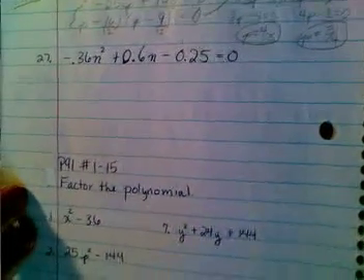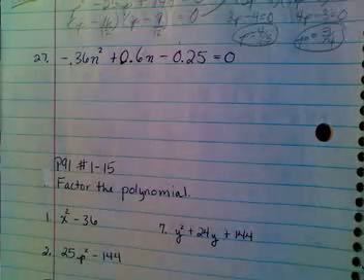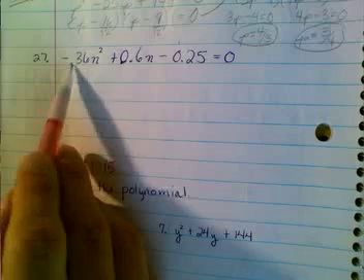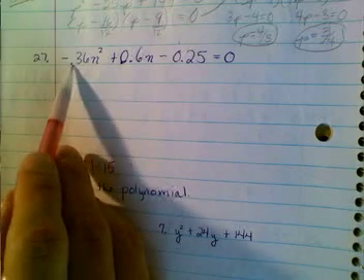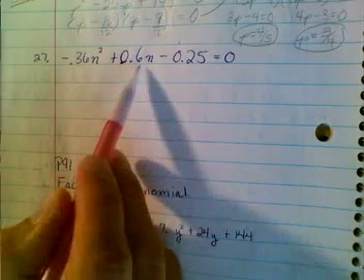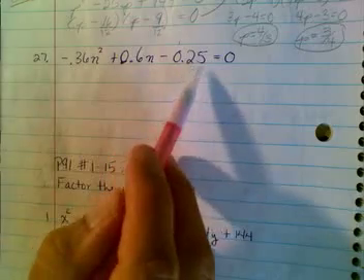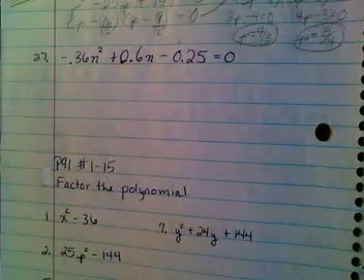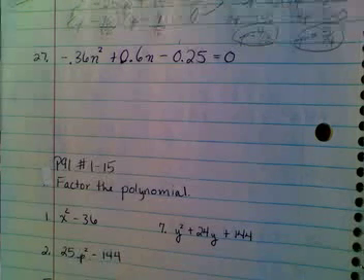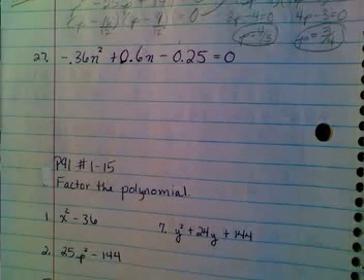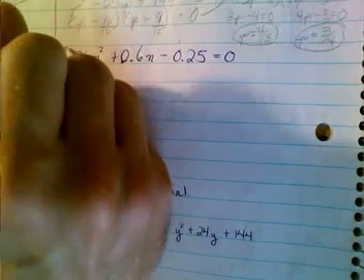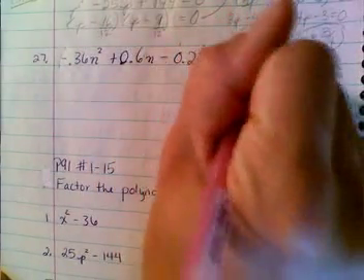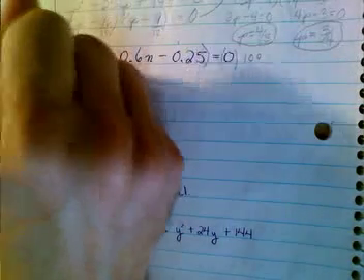So we're on 27. The issue with this question is that this has 2 spots after the decimal. So this is 36/100ths. This is 6/10ths, and this is 25/100ths. Well, what you're going to do is multiply by the biggest power of 10. That's going to give you integers. So what you're going to do here is multiply both sides by 100 instead of just multiplying by 10.